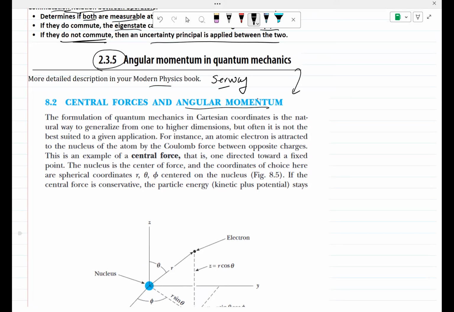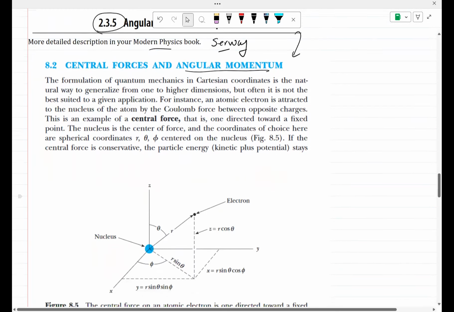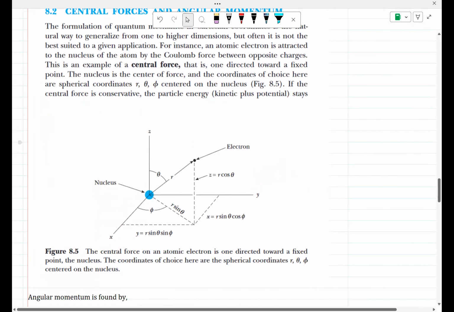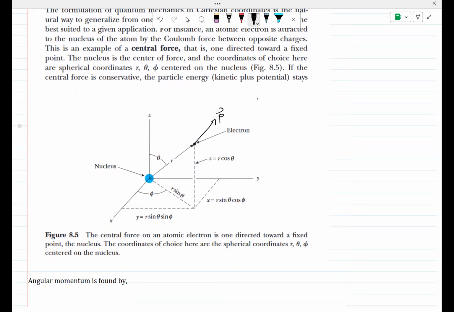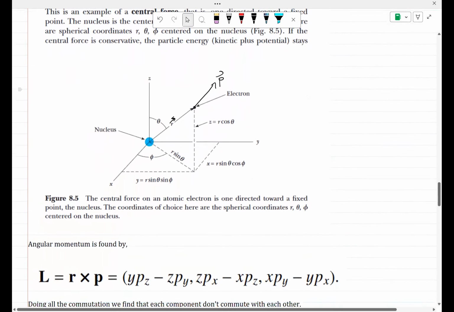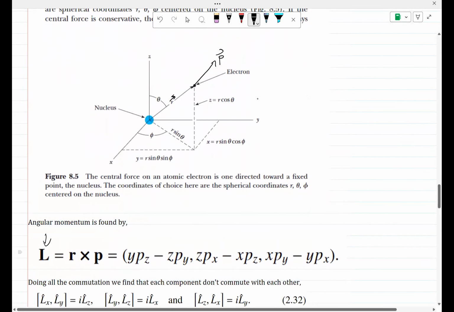Just to go back to more classical mechanics, the stuff from general physics. The angular momentum of something is defined as follows: let's say you have a particle that's moving in some direction with some momentum P, and is located at some R vector away from the origin. The angular momentum vector, which is also a 3-vector, is the cross product of R cross P.